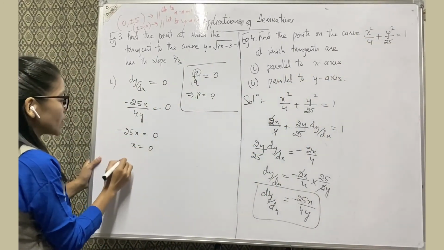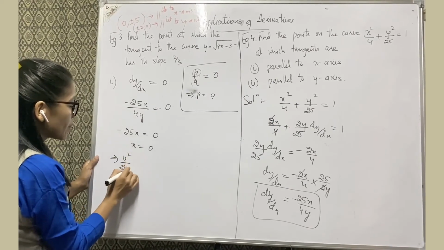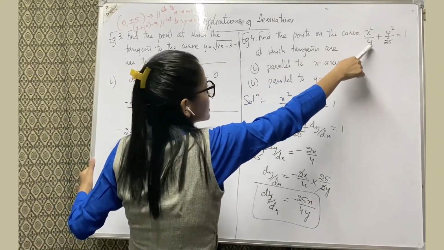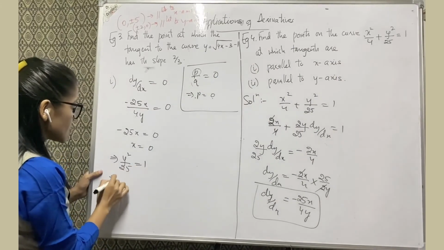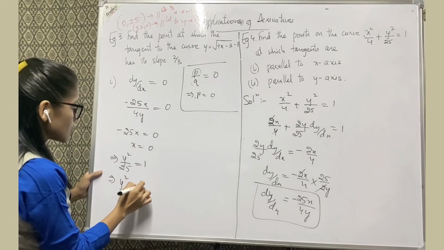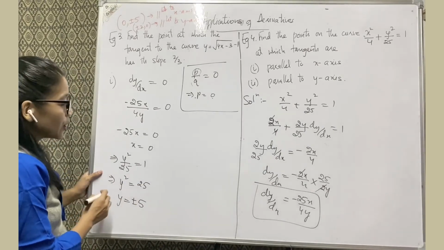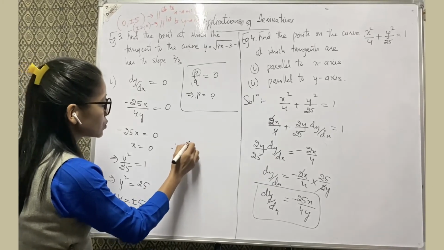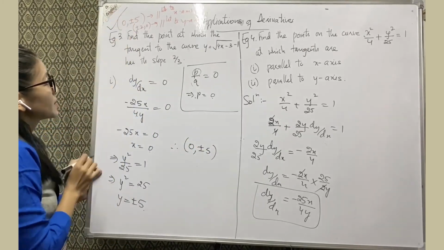Okay, what is y? This implies y squared by 25 is equal to 1. X is 0, so 0 by 4 is 0. This term is 0. So y squared by 25 is equal to 1, which implies y squared is equal to 25. So y is equal to plus or minus 5, right? So x is 0, y is this. Therefore the required coordinate is (0, plus or minus 5). So exactly we get the same thing, right?